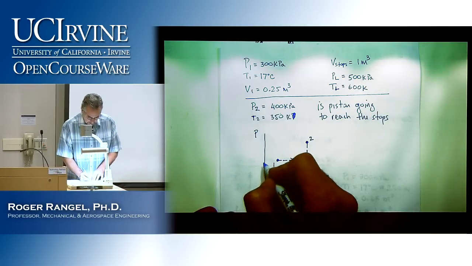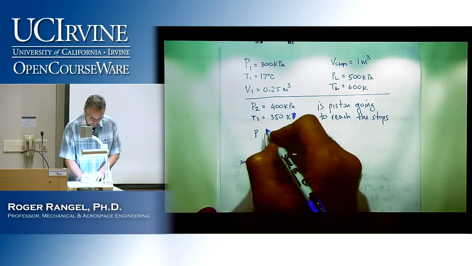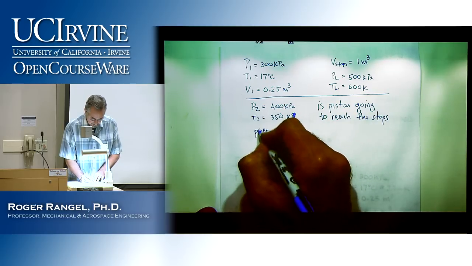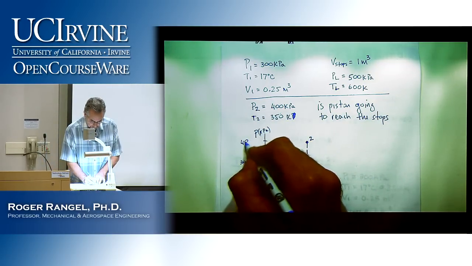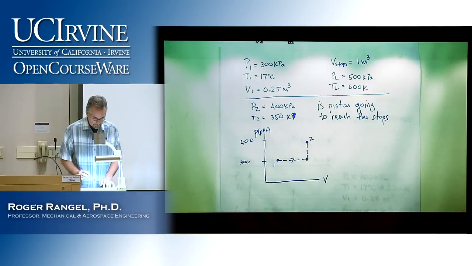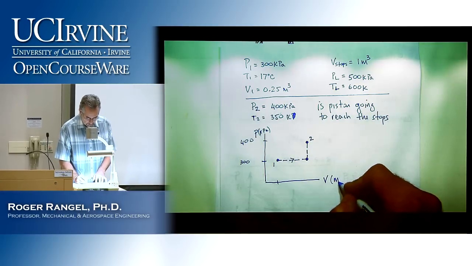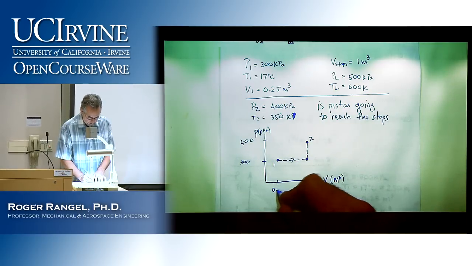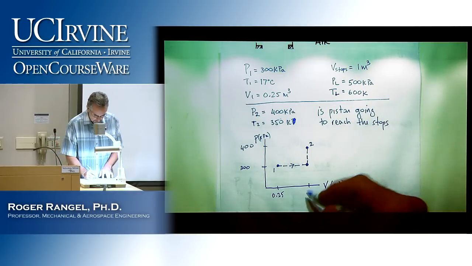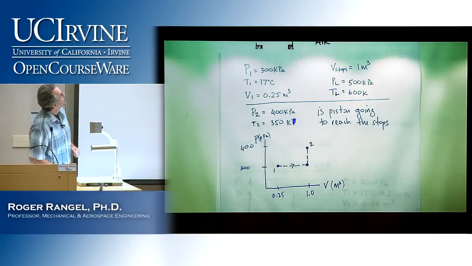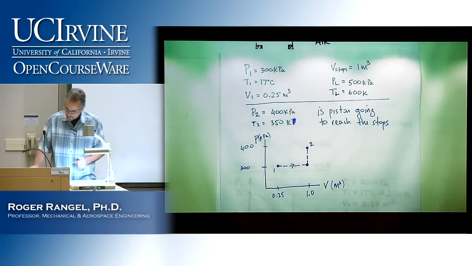So if I put numbers here, this pressure at 1 is 300 kilopascals. So this pressure is in kilopascals. And then this final pressure is 400 kilopascals. The initial volume, if I put this volume in cubic meters, is 0.25, and this volume here has to be the volume at the stops. So this has to be 1 cubic meter. So that would be what my PV diagram would look like.